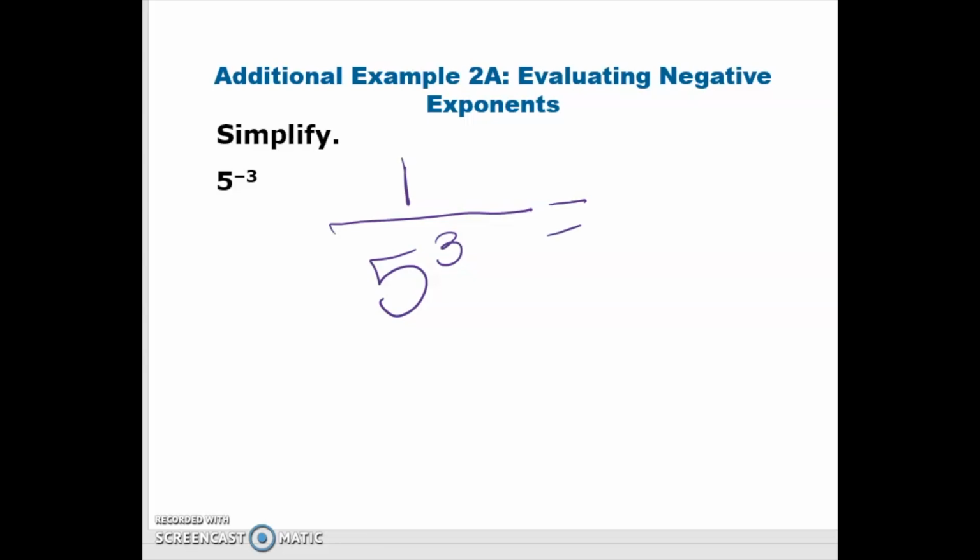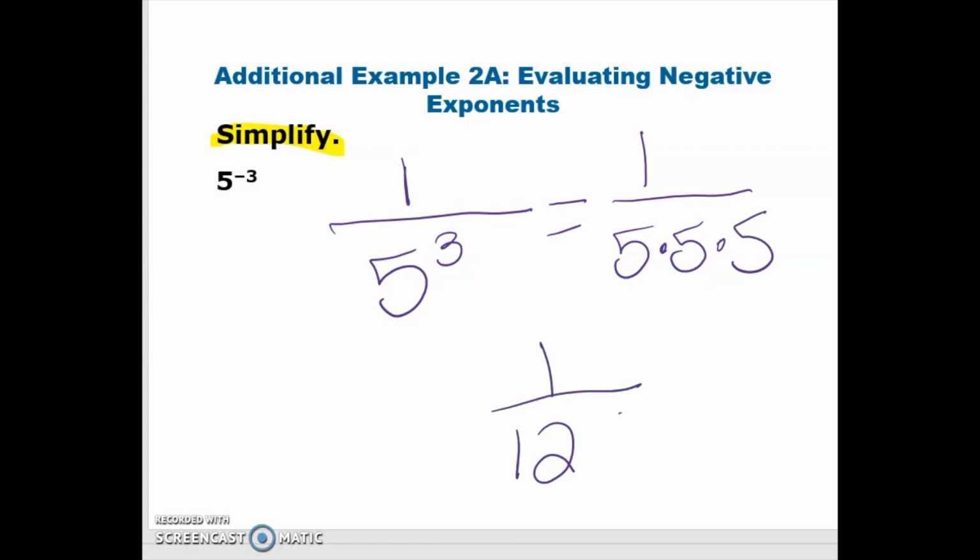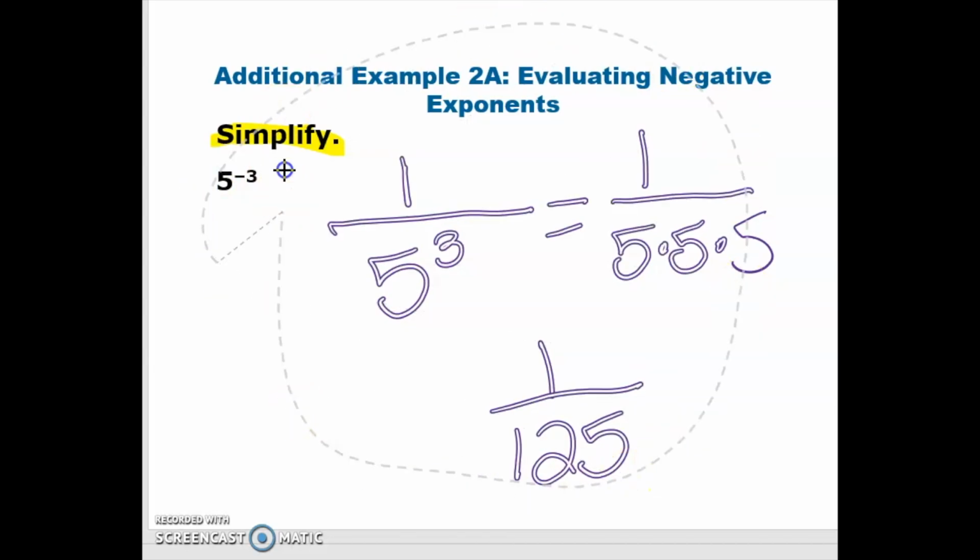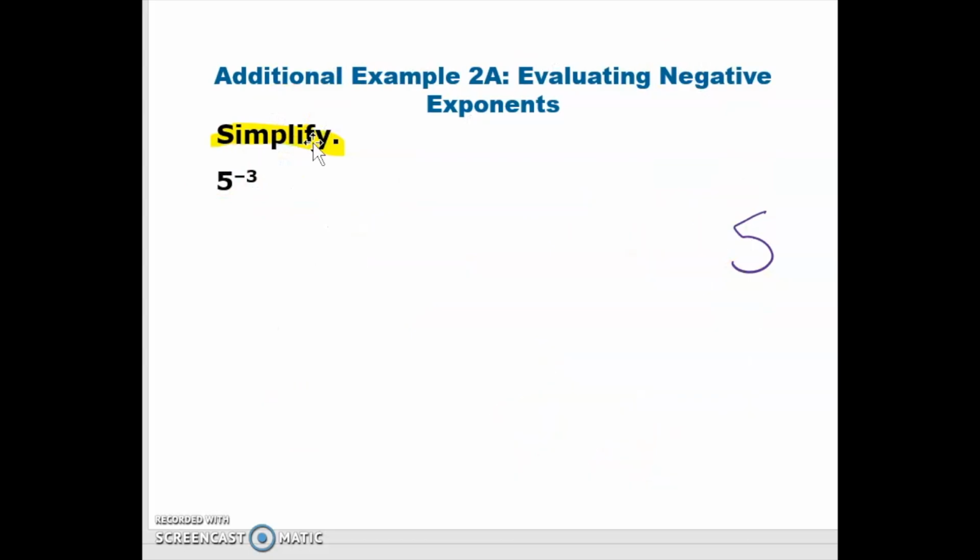If we were to multiply that out, because when we see the word simplify, that does tell us to multiply it out. So that would be 1 over 5 times 5 times 5, which becomes 1 over 125. Okay? Let's take a look at one more example.